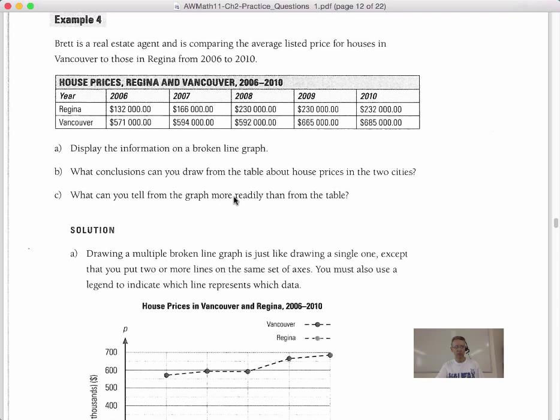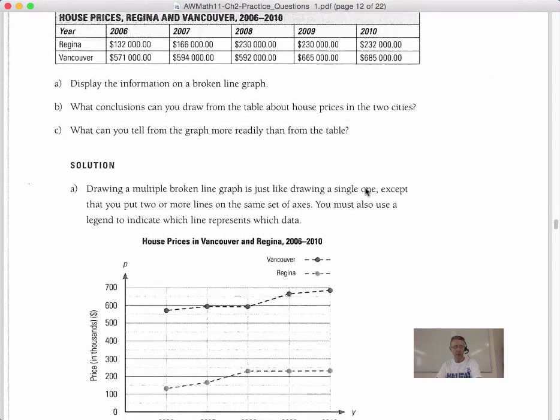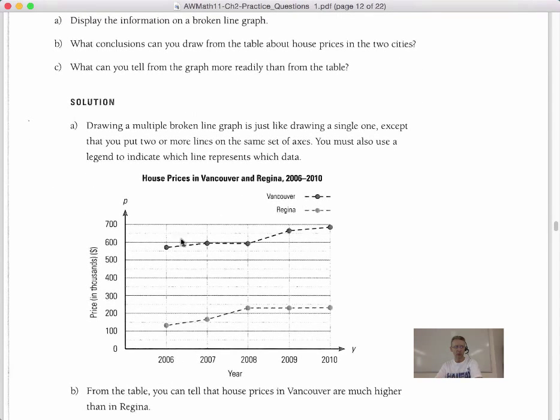What can you tell from the graph now that you have a graph rather than a table? So drawing the graph, we see here's the Vancouver prices, here's the Regina prices, and you can see that they seem to both increase in this period. Regina seemed to increase a little bit more during the first 2 years and then just leveled completely off. Vancouver, on the other hand, seemed to be increasing in the last 2 years, last 3 years there.